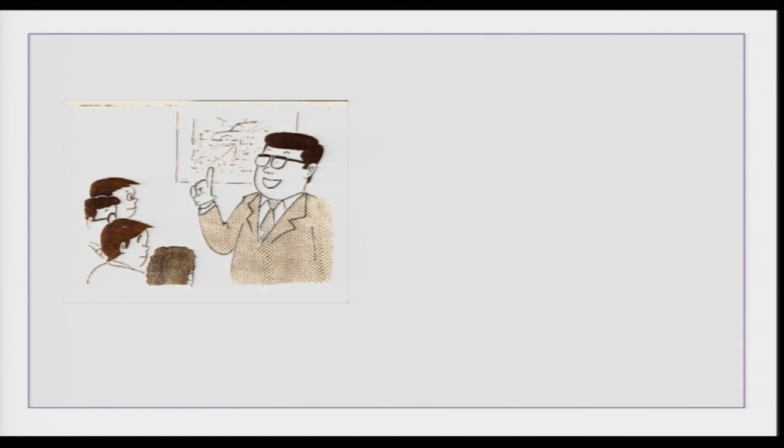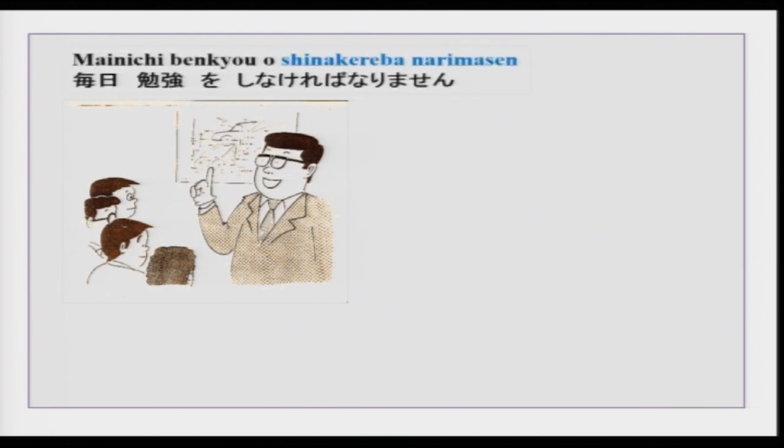Then we have some more. So we have sensei and students over here. And what are students supposed to do? Mainichi benkyo shinakereba narimasen. So shinakereba narimasen. This means must. And you already know that even though it is in the negative, the meaning is positive. And there is only this shinakereba narimasen form. There is nothing as shinakereba narimasu. There is only this single form. Ikanakereba narimasen. Yaranakereba narimasen. Nomanakereba narimasen.